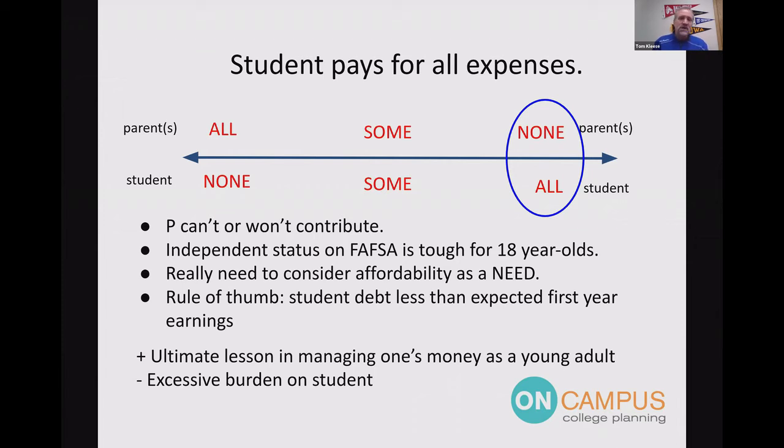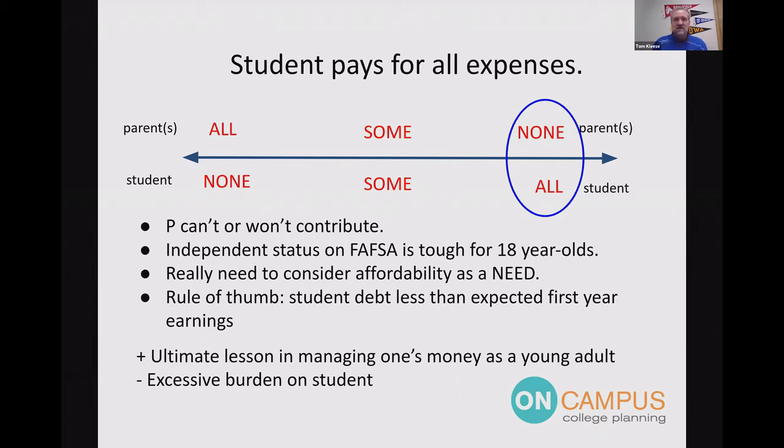And so just be aware that if this is a strategy to increase need-based aid, it's probably not going to work. And you really need to then put affordability as a need, not a want or a nice to have, when you're exploring colleges.